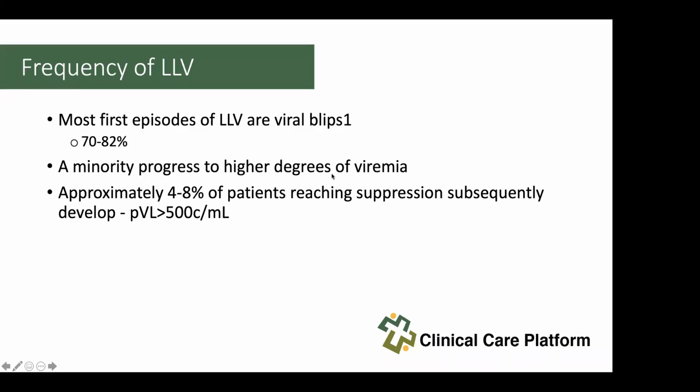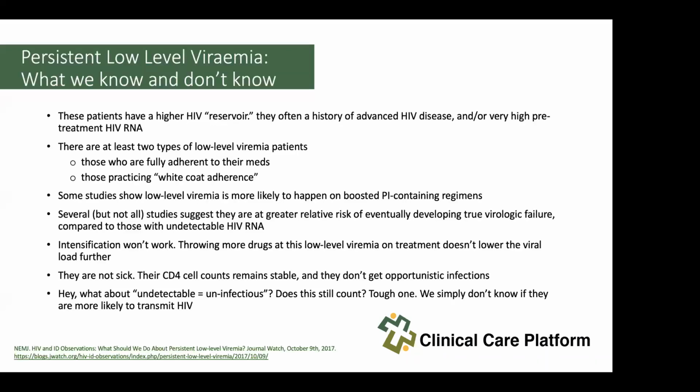The minority may progress to higher degrees of viremia. So someone presents with a viral load of 250. Later on, when you repeat it, it's now 2,000, 3,000, 10,000. It's quite common. And approximately 8% of patients who reach suppression subsequently develop a high viral load. So this is quite an important topic for us to discuss today.